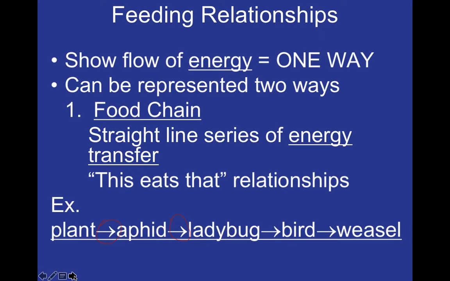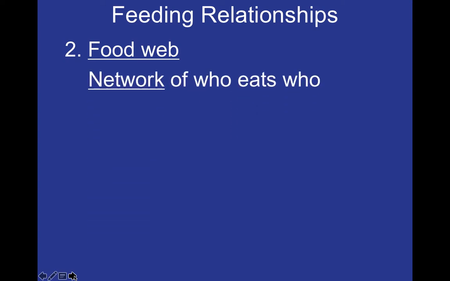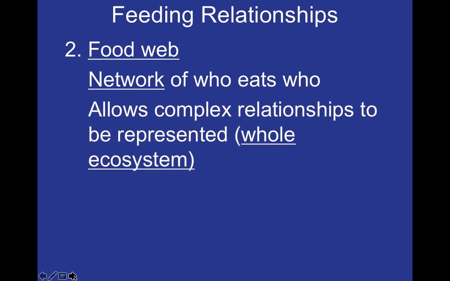Now this is great for showing basic feeding relationships, but it's not representative of very much. We only get to see a piece of the picture. So the next way that we look is as a food web. And this is a network. It's called a web, and if you think of a spider web, that's exactly what you should be thinking of. There are choices that are involved. It allows complex relationships to be represented. In other words, it can actually represent a whole ecosystem. I'm going to show you a simple one on the next page. I did give you printed notes for this so that you could draw this a little bit easier.